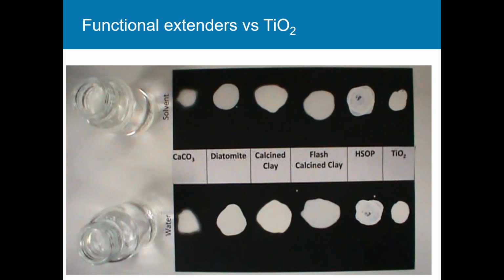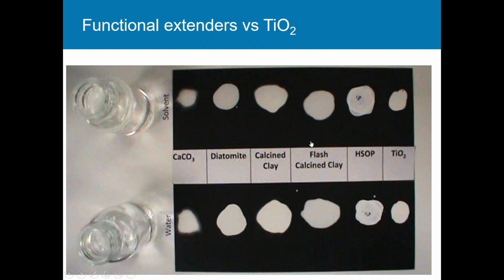6 different types. Calcium carbonate, and we selected a very fine one, so it's also classified as a functional extender most of the time. A diatomite, I think in German it's called Kieselgur. We have calcined clay, we have a flash calcined clay, and the difference between the calcined and the flash calcined clay is that calcination is heating up the system, the clay, to a very high temperature, removing some water fraction, and then letting it cool down.